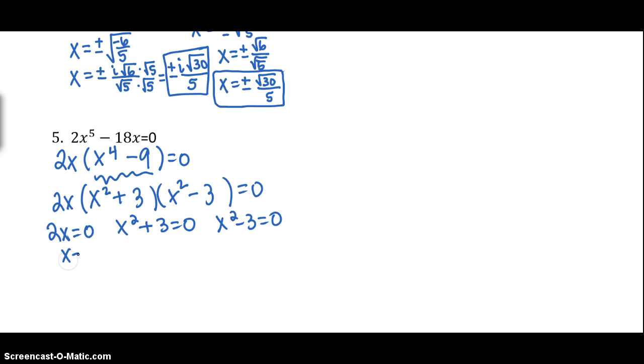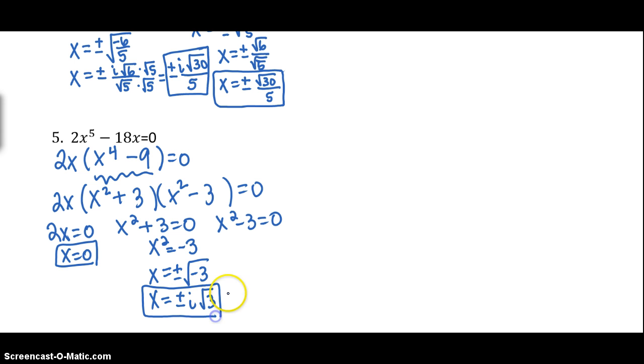So when I solve this one, I get x equals 0. Boom. Over here, x squared will equal negative 3. How do we get rid of a square? Square root it. So x equals plus or minus the square root of negative 3. There's a negative underneath the radical. Don't leave it there. So x equals plus or minus i root 3. Boom. Done with that guy.